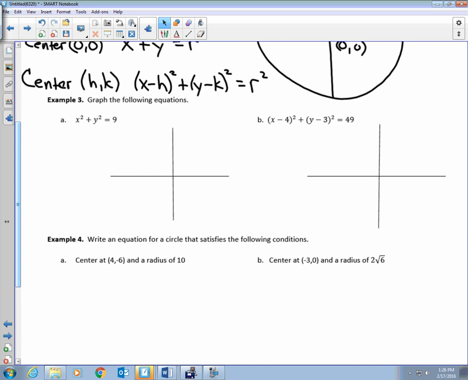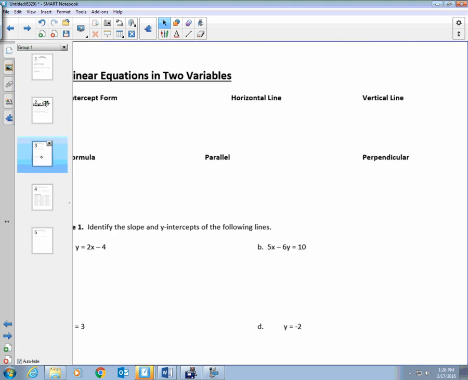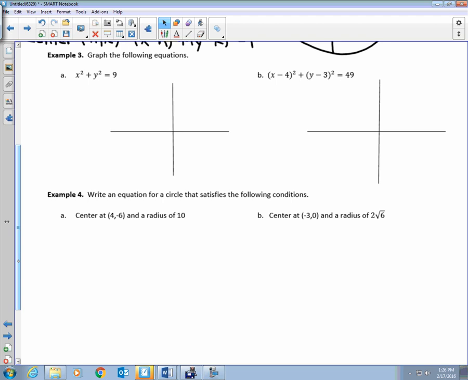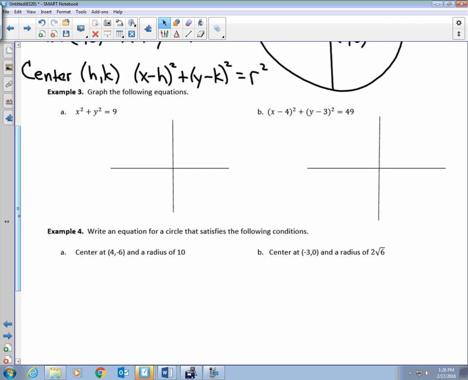So let's give this a little bit of practice here, and we're just going to do a few examples together, and then you're going to try a few problems on your own on a scratch sheet of paper, and you'll have your assignment. That'll be it. So the two things we need to identify when we see an equation for a circle is the center of the circle and the radius.